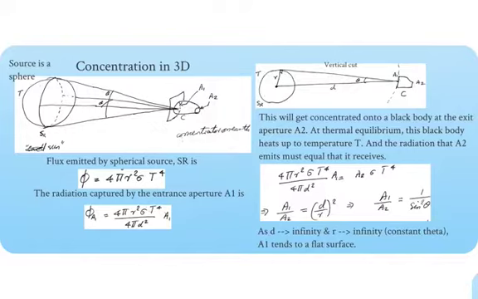As d goes to infinity, r goes to infinity at a constant theta, and A1 tends to be a flat surface instead of a sphere. So that's just a detail that we don't need to worry about too much. So the key is in 3 dimensions, concentration factor goes to 1 over sine squared theta, whereas in 2 dimensions, it goes as 1 over sine theta. Of course, this also means that the problem of acceptance angle trade-off versus concentration factor is more severe when we talk about the 3D, right? Because of the square factor. Remember, sine theta is less than 1. So when you square it, it gets even smaller, right? Okay, and you'll see this in some of the example problems.